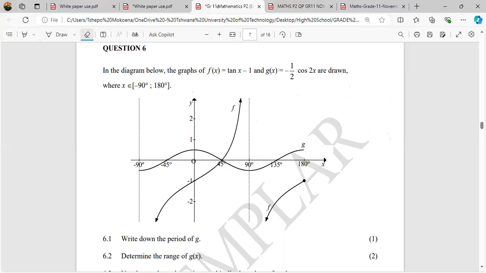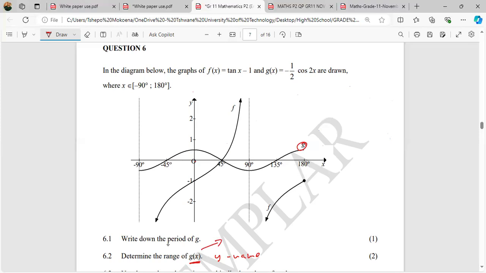Now we move to 6.2 where it says to us, determine the range of g of x. When you talk about the range, we are talking about the y values for the graph of g. Now, what I'm going to do is go to the graph of g, which is this one over there, the cosine one. So we want the range. I'm saying to you, we are looking at the y values. So when we want to determine the range, what are we talking about?